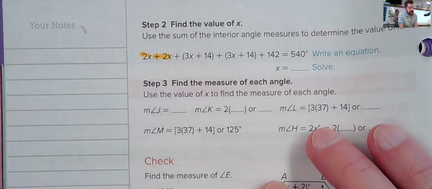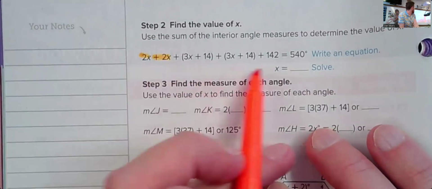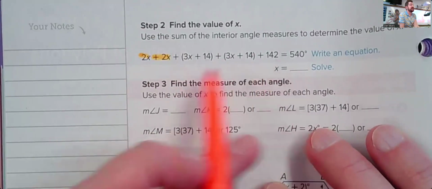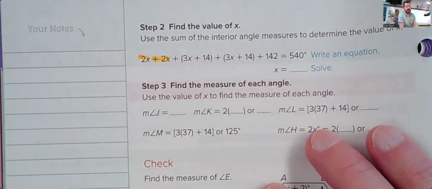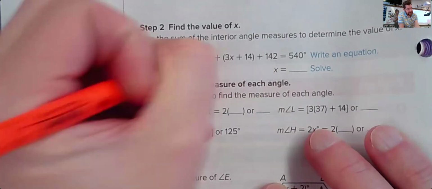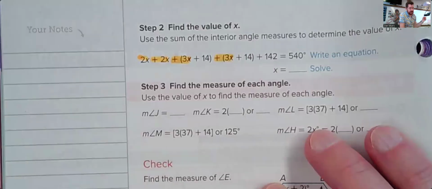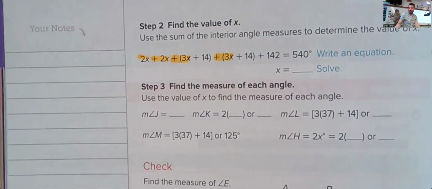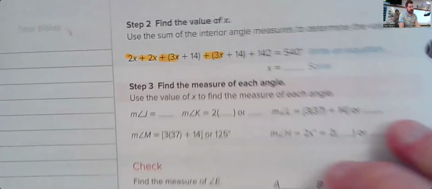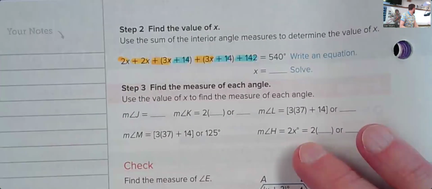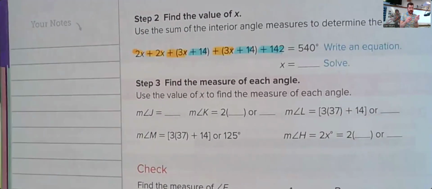2x and 2x go together. First of all, because everything is being added, the parentheses don't actually need to be there. If there was subtraction, they would be because we'd have to distribute the negative. But with a plus here, the parentheses don't really matter. So plus 3x plus 3x. That's everything with x. So those will all go together. And then 14, 14, and 142. Those will all go together. So combine your like terms.